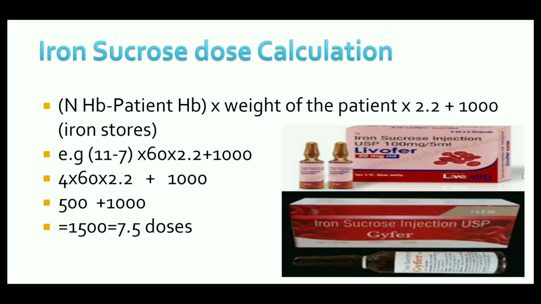For example, 11 is the normal HB, and if the patient's HB is 7, then 11 minus 7, multiplied by 60, multiplied by 2.2, plus 1000. That gives us about 1500. It means 7.5 doses of iron sucrose or Venofer or Levofer, whatever the brand name is.